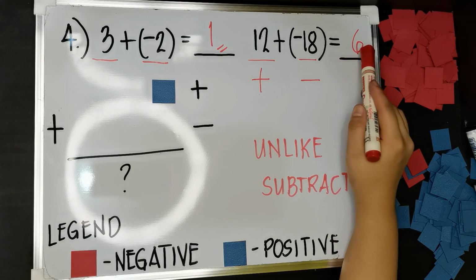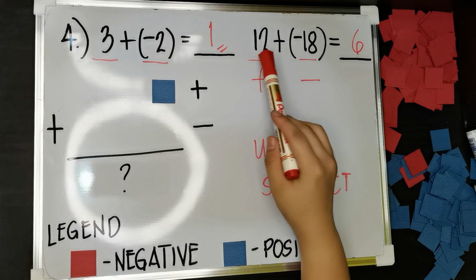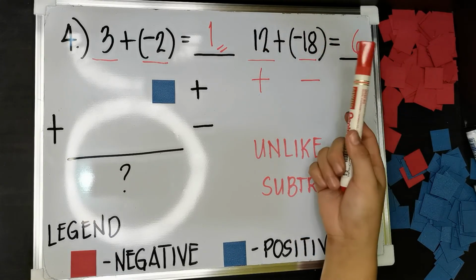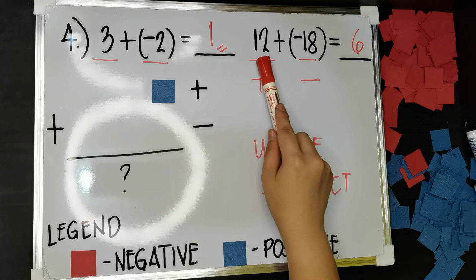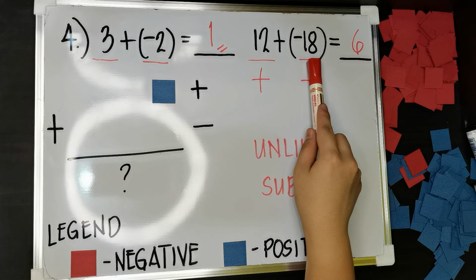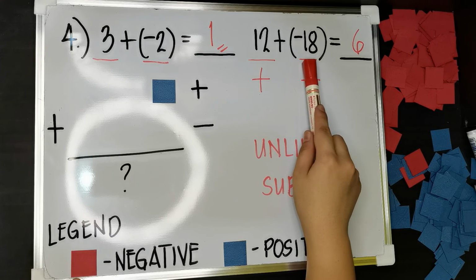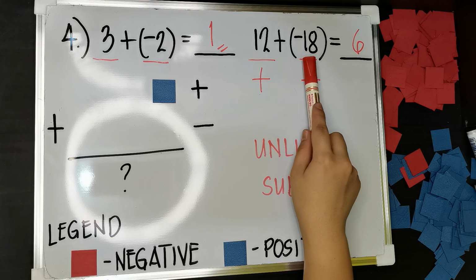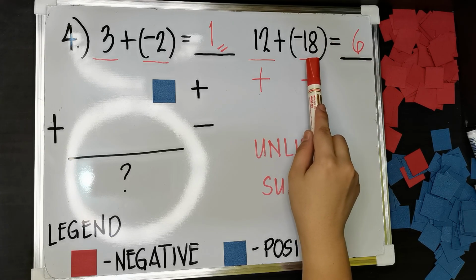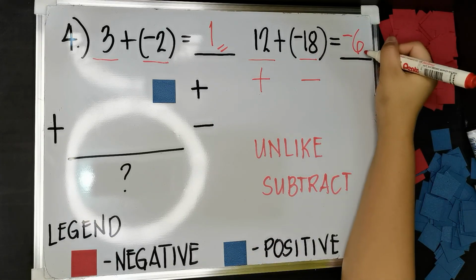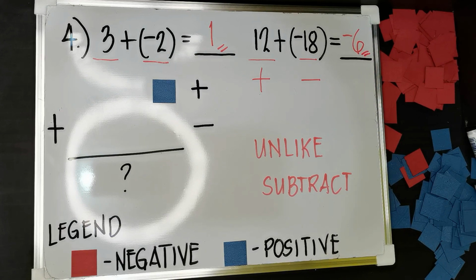Hindi pwedeng pagkabawas mo, yun na agad yung sagot mo. Take a look at your integer here. Okay? Disregard the sign again. Sino ba ang mas mataas? Si 12 or si 18? Okay? Kumbaga kung mag-sign tiles tayo dito, mas madami yung negative natin. Okay? Kasi negative 18 to, oh. So, dahil mas madami siya, ibig sabihin, panalo siya at yung sign niya ang masusunod para sa final answer mo. So, therefore, this is negative 6. That is your final answer. Okay?